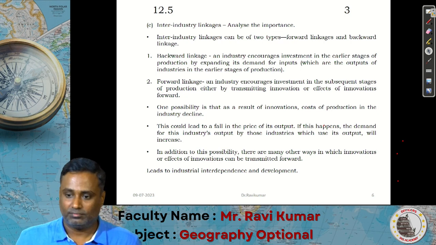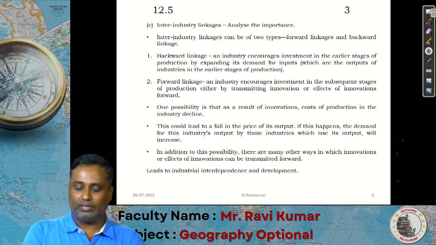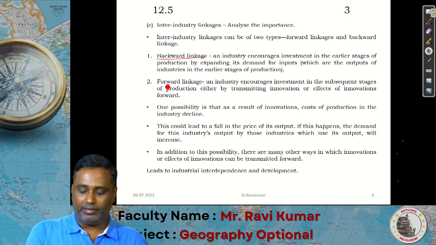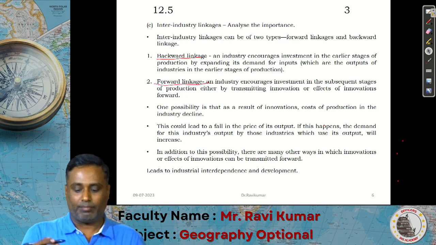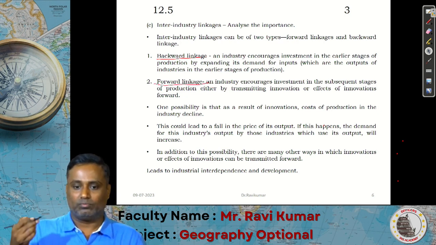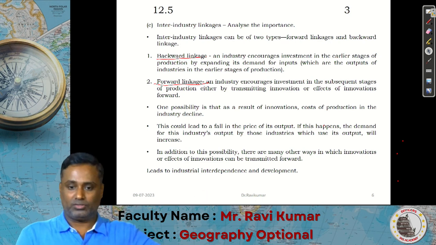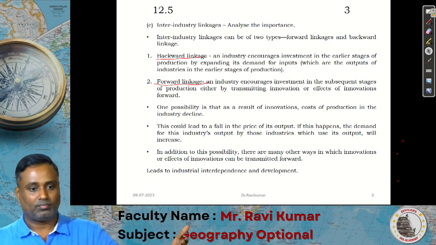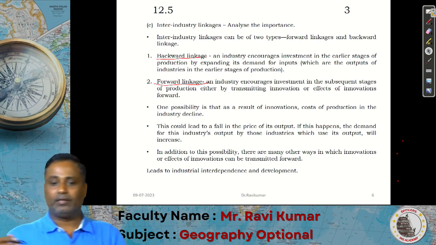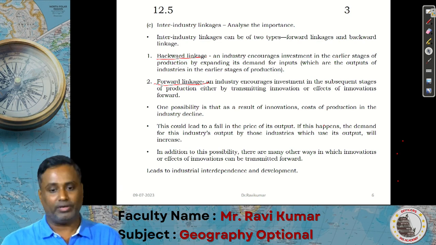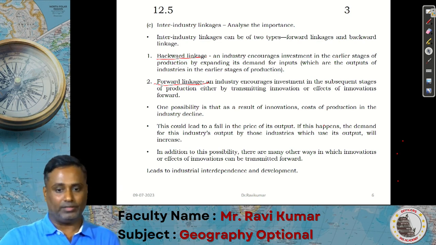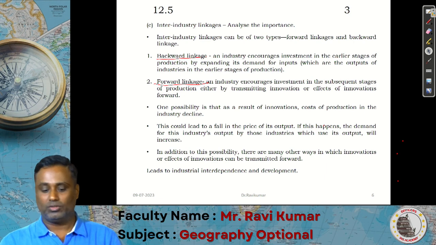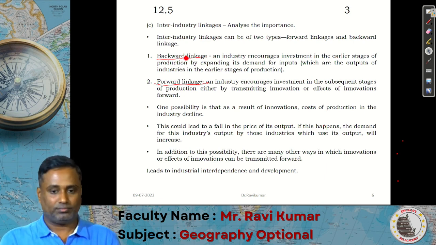Got it? So here we can say there are two types of linkages: backward linkage and forward linkage. Backward linkages are when an industry is linked to some other industry by taking raw material or transport. And forward linkages are when an industry takes help from another industry for packaging or clearing the waste. So these are backward and forward linkages. We have to talk about backward and forward linkages.